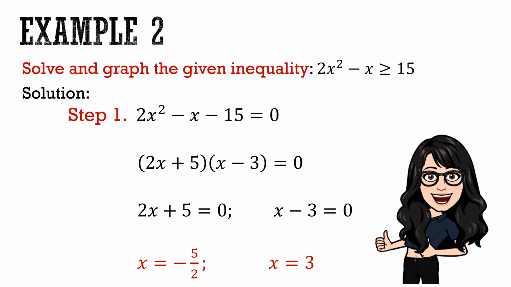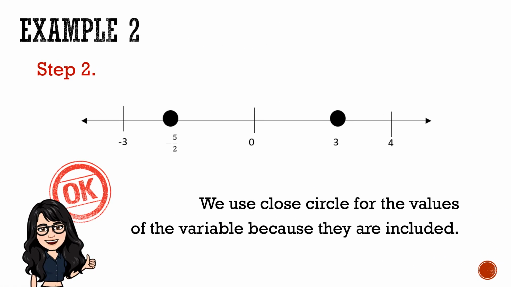Equate both factors to 0. 2x plus 5 equals 0. x minus 3 equals 0. x equals negative 5 halves, and x equals positive 3. Step 2. We use a closed circle for the values of the variable because they are included. So our boundaries are negative 5 halves and positive 3.